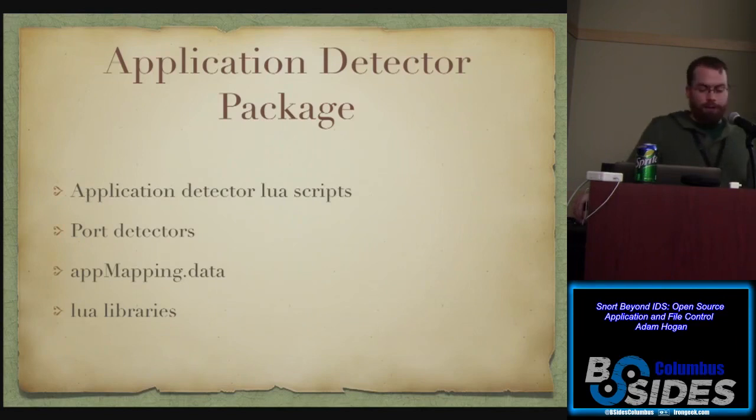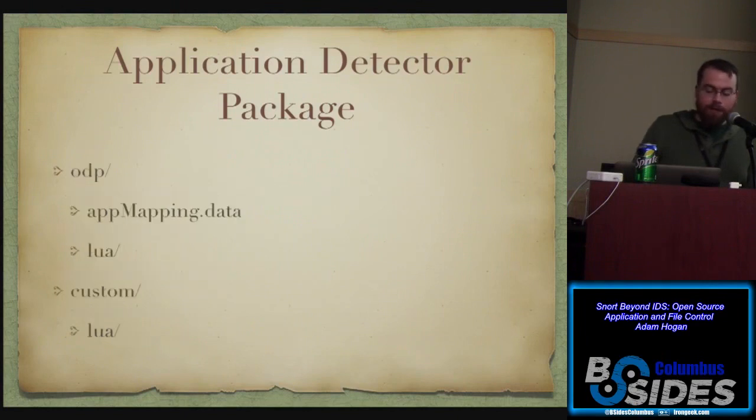And then the Lua libraries that we'll need to compile with. Right? So that's all in there. And if you take a look at it, it breaks out by a couple different directories. There's this ODP directory, which is the one we include. That has all our detectors and the mapping data there. And then it'll also create a custom directory with the Lua directory.